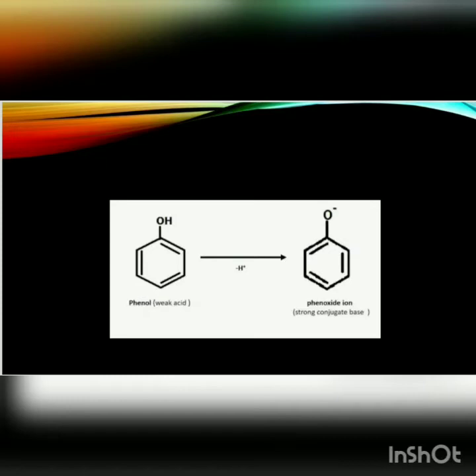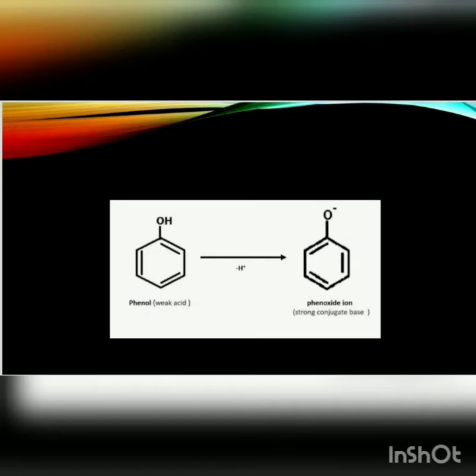In basic medium, phenol forms phenoxide ion. This phenoxide ion is very stable. Why? Because it is stabilized by resonance. You can see the resonance structures of phenoxide ion in the next slide. Resonance structures with separation of opposite charges are more energetic and less stable. In phenol we have two charges, a positive and a negative one.